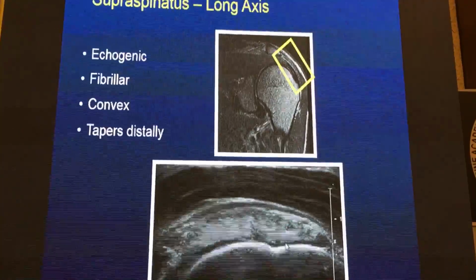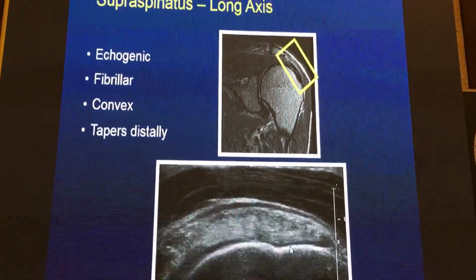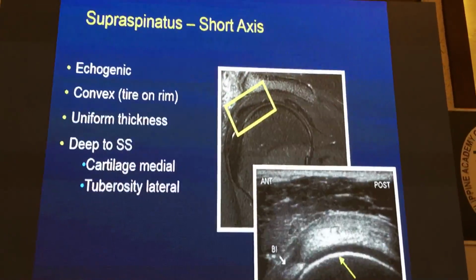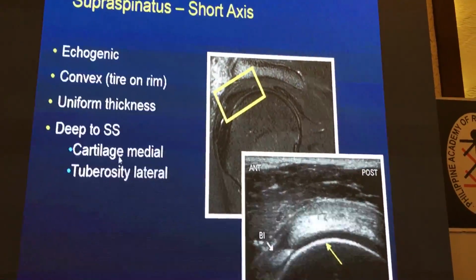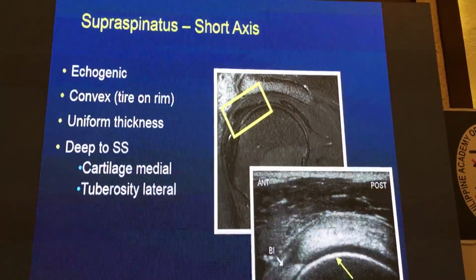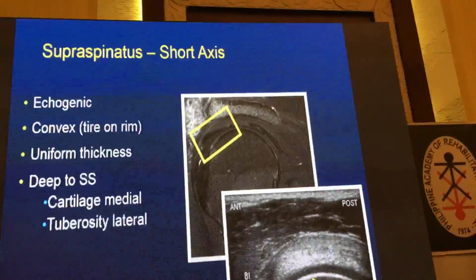So deep to the greater tuberosity is going to be bone. So it will not be hypoechoic or anechoic. So depending on where you look at it, you'll either have cartilage deep to it or you'll have bone deep to it. And so that differentiates the footprint from the intra-articular portion.